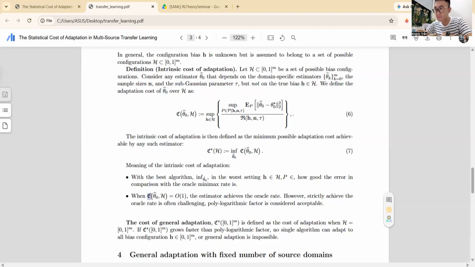So the meaning of the adaptation cost: if the adaptation cost is on the order of big O one, it means that the estimator achieves the oracle rate. When we don't know the bias configuration, we still achieve a result as good as when we know the bias configuration. But in general, it's hard to achieve, so a polynomial or logarithmic factor is considered acceptable.